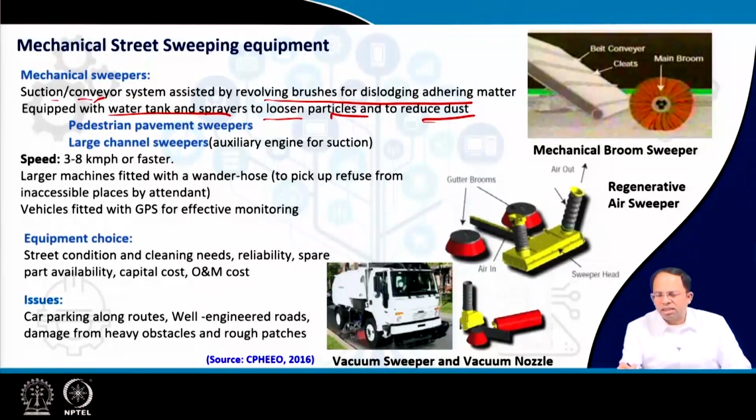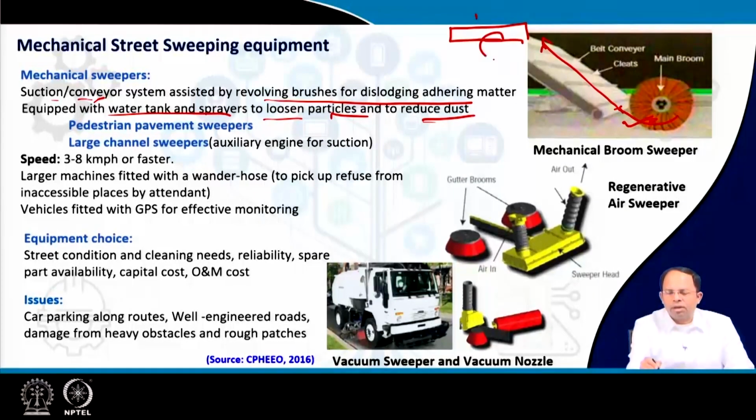Over here you can see the same broom is working, and this is a conveyor system. The broom pushes the garbage onto this, and the conveyor takes the garbage up to the vehicle, which is the loading arm. The loading part of the vehicle is over here, and the garbage is put inside the vehicle.